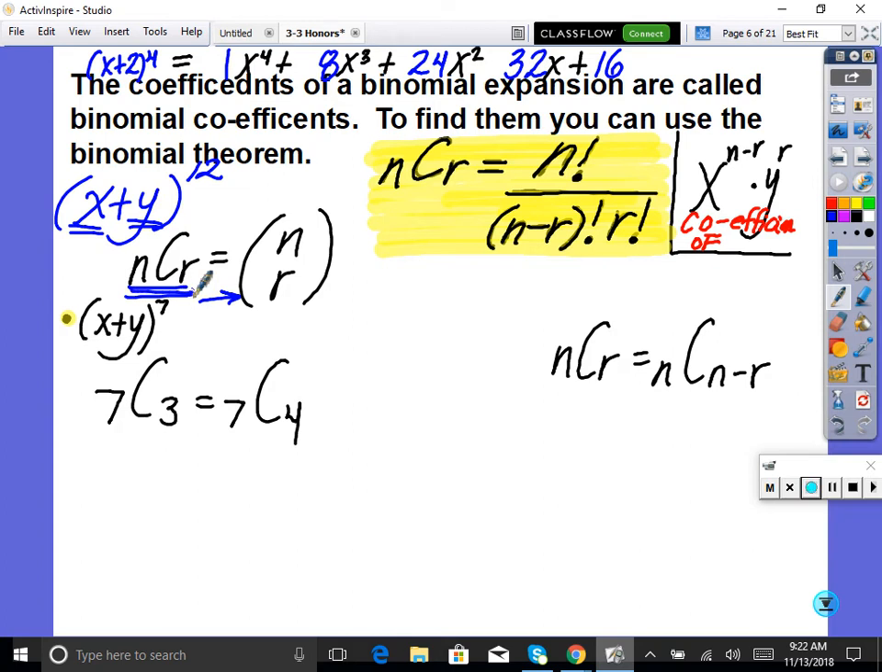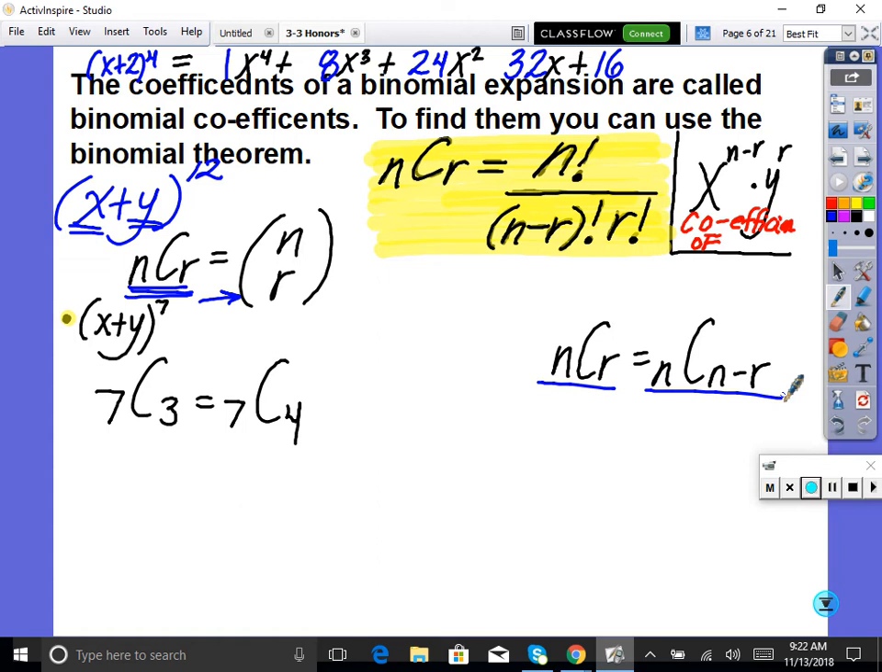Okay, so first of all, this is true. 7 choose 3 will be equivalent to 7 choose 4, and we're going to see why that is. So I would write this down. NCR will always be the same calculation as NC(N minus R). And once we put it up and you see the math, you'll see why this makes sense.